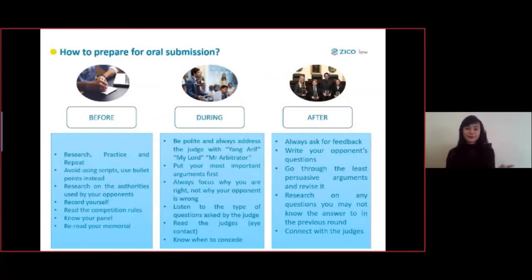This tip was actually given to me by my mother, who was a lawyer. So if this has worked for a long time, I think you guys should give it a try. Secondly, you should always record yourself.